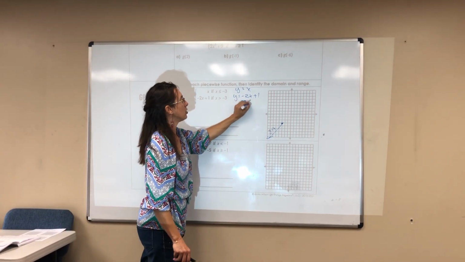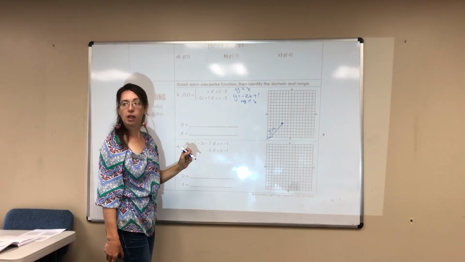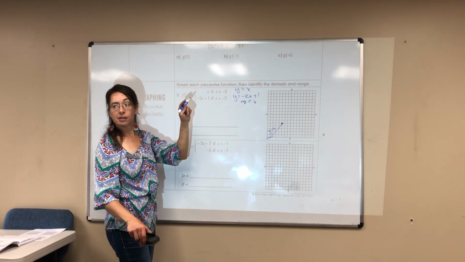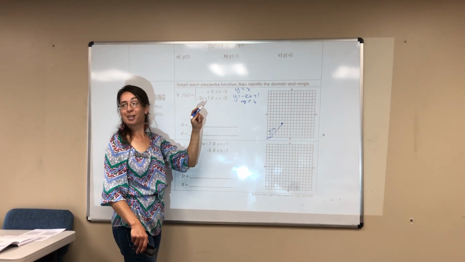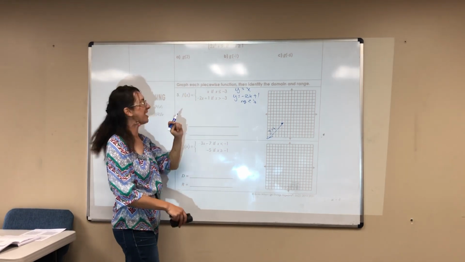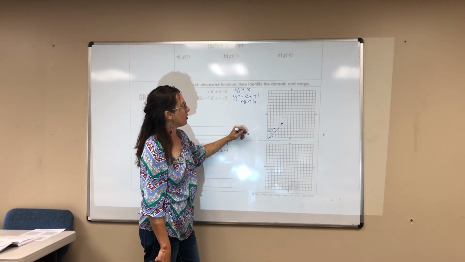Negative 2. So he's going down, right? Steeper or shallower? Are you going faster down the hill or slower down the hill? Faster down. Yep. So it's still steeper, but it's downhill. Negative. Okay. My intercept is 1.